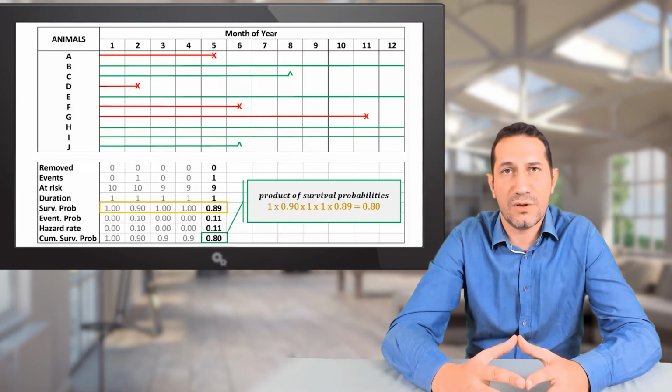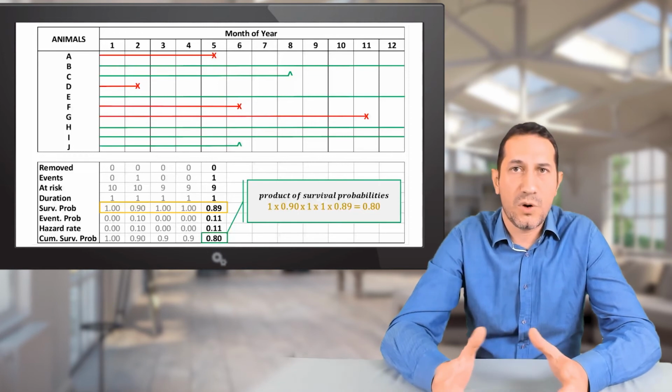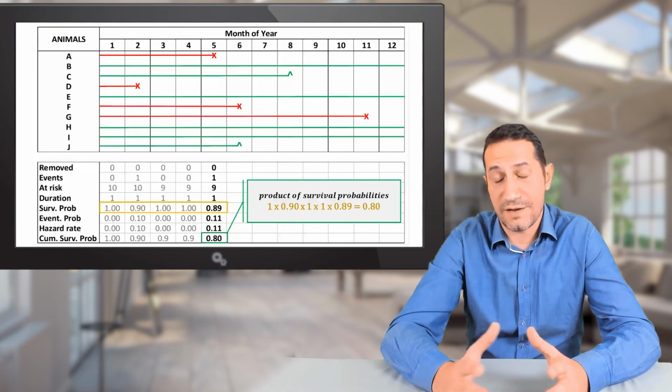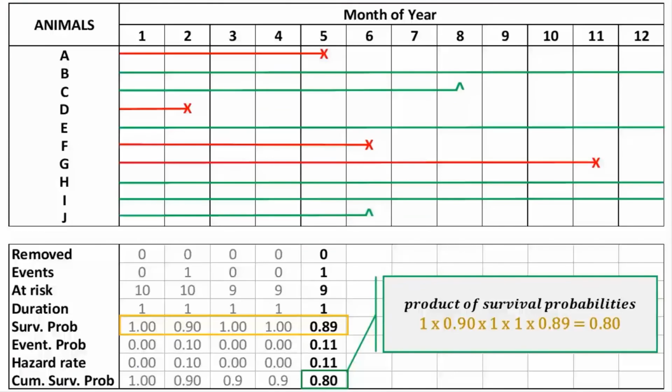case occurring in May, on the 5th month, and then we keep note of the data, and we say 0 animal removed for this period, we have 1 event again, and we have the population at risk 9 animals, and we have a duration of 1 month as usual, and the survival probability is going down to 0.89, so it's 89%, and then we have an event probability of 11% and hazard rate of 11%. The cumulative survival probability now goes to 80%.